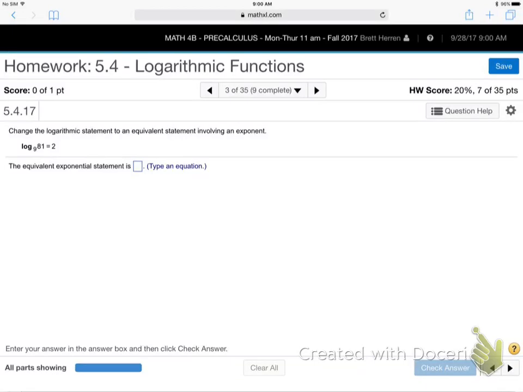So, 5.4. We were talking about logs. You guys finish that 5.3 homework? Was that okay for you? All right, it's a big section. This one's even bigger. This is our last section that's on the exam.